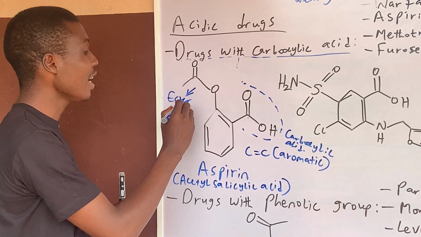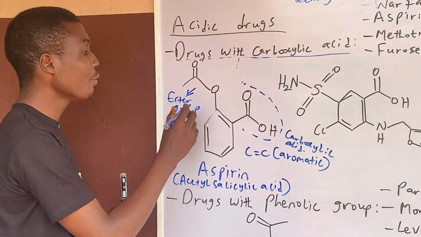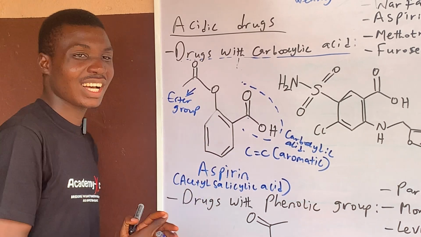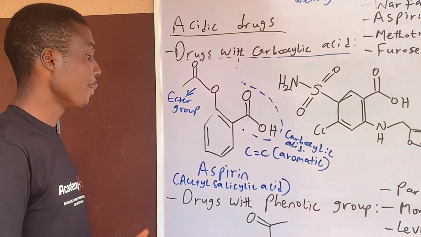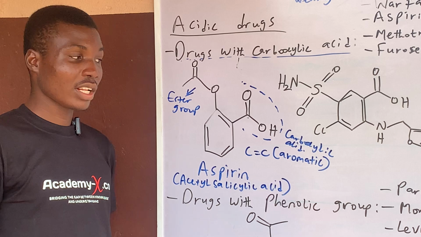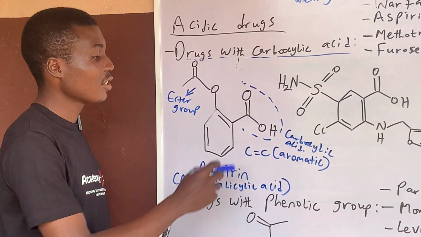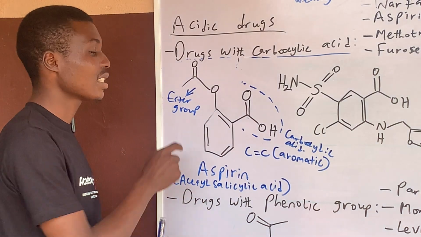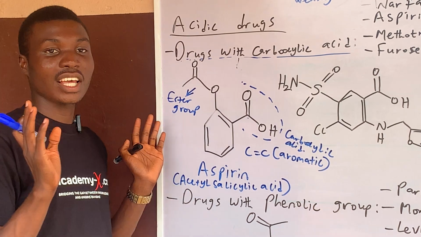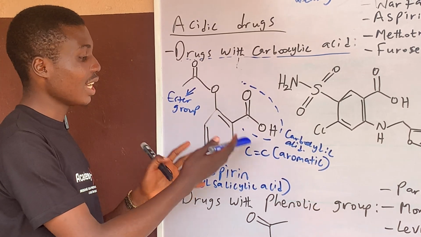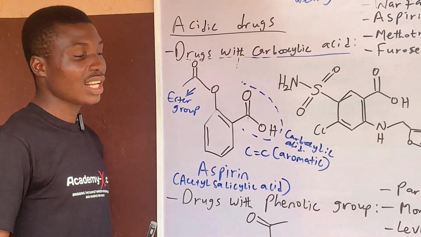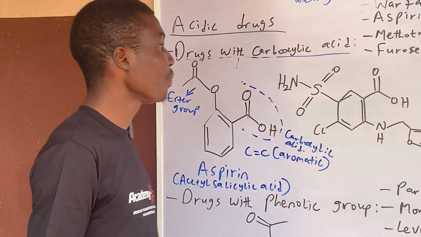You should be able to draw these groups in the event that your lecturer asks you what groups are present in aspirin. You can simply tell him, first of all, we have C double bonded to C aromatic group. We have the carboxylic acid group, which is COOH, and we have the ester group, which is COOR, and you get your mark for that. What is responsible for the acidic property of aspirin is the carboxylic acid. All right, so let's now make progress to the next one.